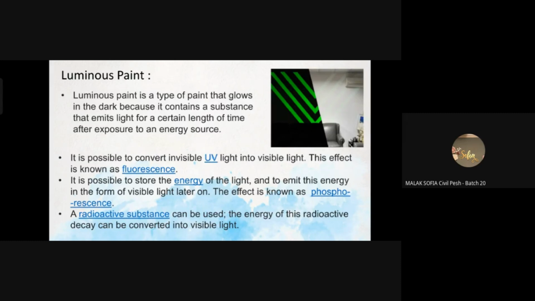In radioactive substances, the decay of the radioactive substances is converted into visible light. So some materials use phosphorescence, some use fluorescence, and some use radioactive substances, and the glowing effect can be achieved.